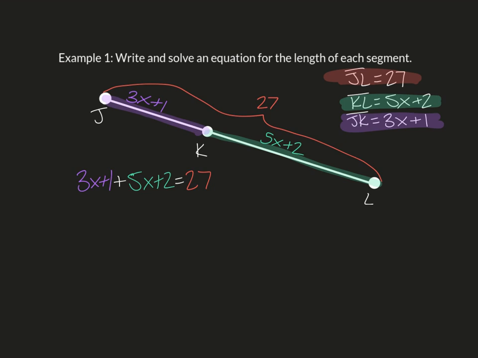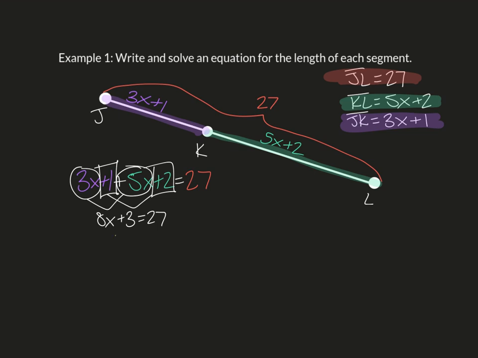So what I'm now going to do is I'm just going to be solving my equation. So finding some like terms, I notice I have 3x and a plus 5x. Then there is a plus 1 and a plus 2. 3x plus 5x is 8x. Plus 1 plus 2 is 3. And the 27 comes straight down.